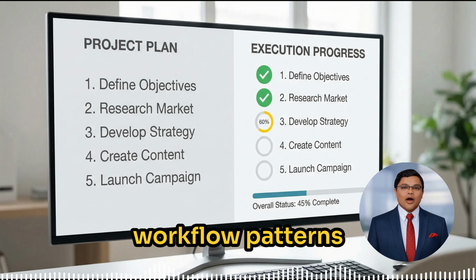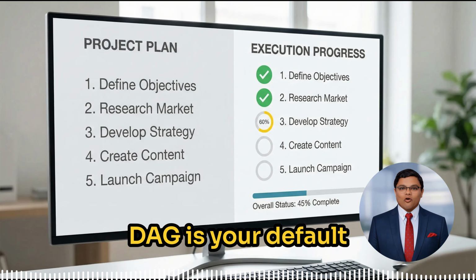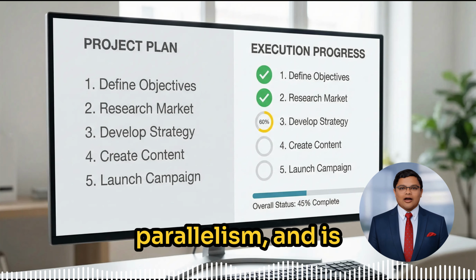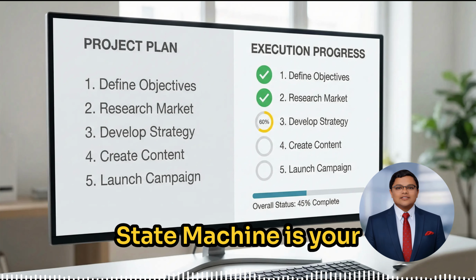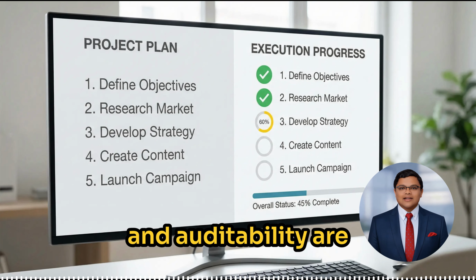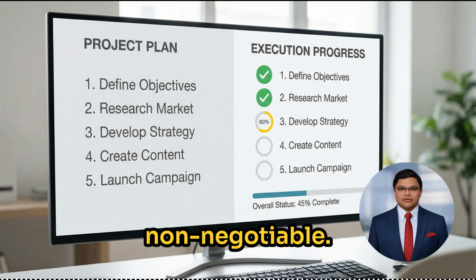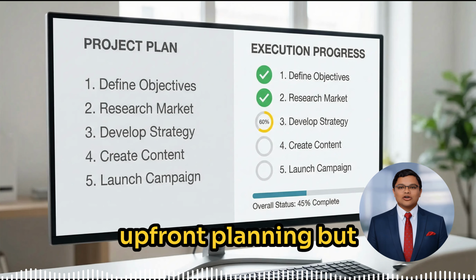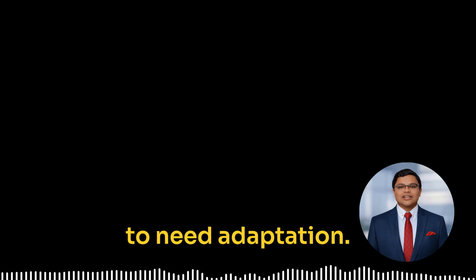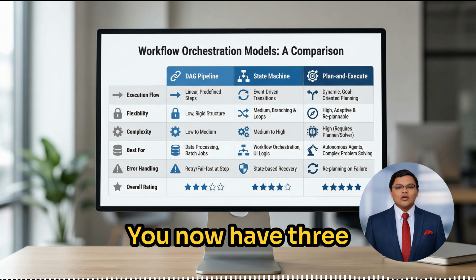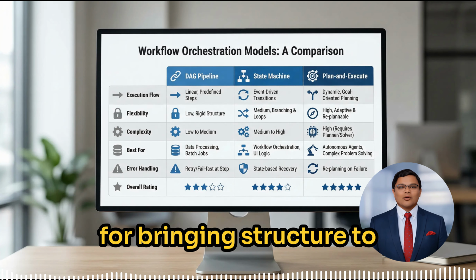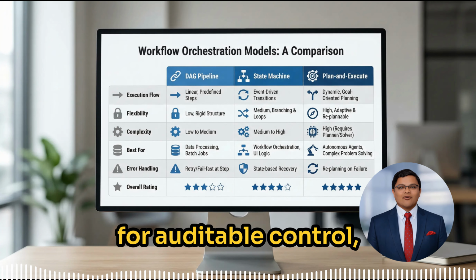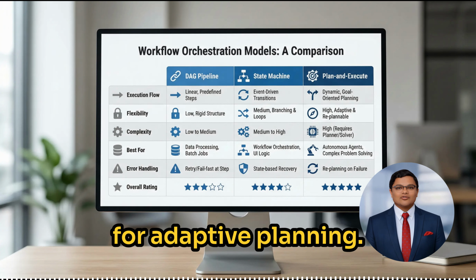Let's put the three workflow patterns side by side. DAG is your default for most production workflows. It's well supported by frameworks, enables parallelism, and is reasonably flexible. State machine is your choice when compliance and auditability are non-negotiable. And Plan and Execute is ideal when the task is complex enough to need upfront planning, but unpredictable enough to need adaptation. That's part 3. You now have 3 workflow-based patterns for bringing structure to your agentic systems. DAGs for parallel pipelines, state machines for auditable control, and Plan and Execute for adaptive planning.